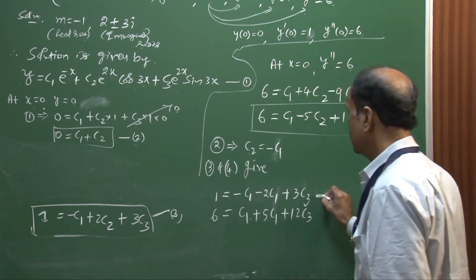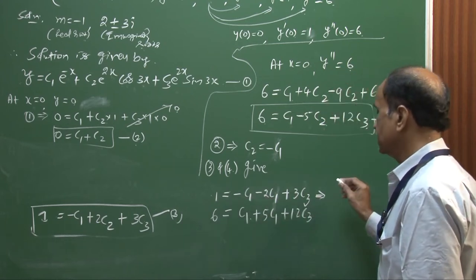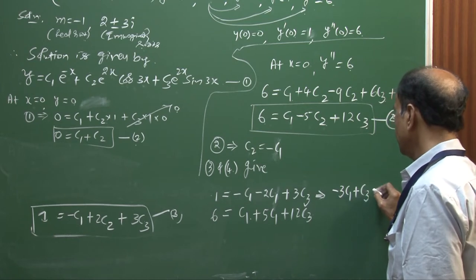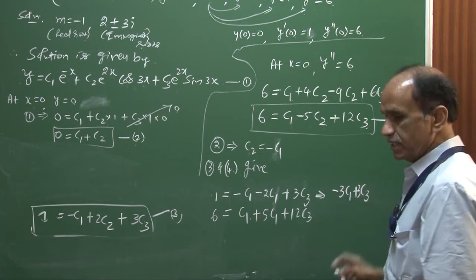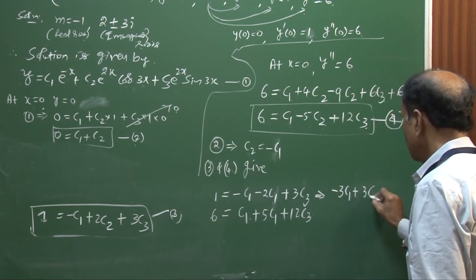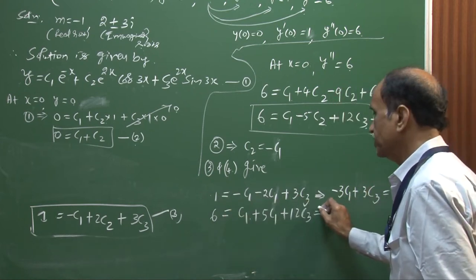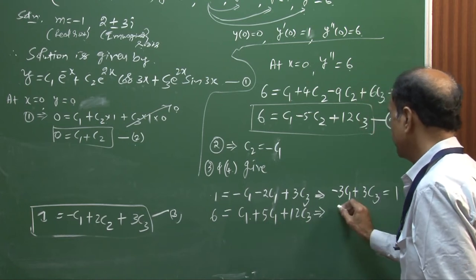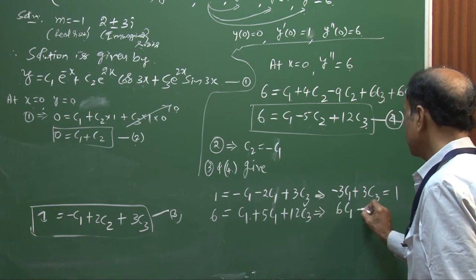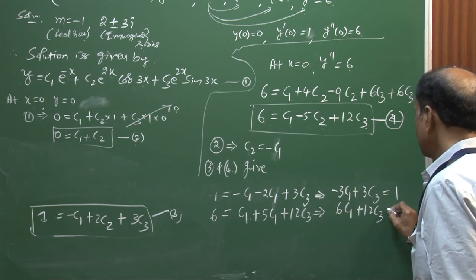So finally, this equation implies minus C1 minus 2 C1, minus 3 C1 plus 3 C3, equal to how much? Equal to plus 1. Then this equation implies C1 plus 5, it is 6 C1, plus 12 C3, is equal to 6.